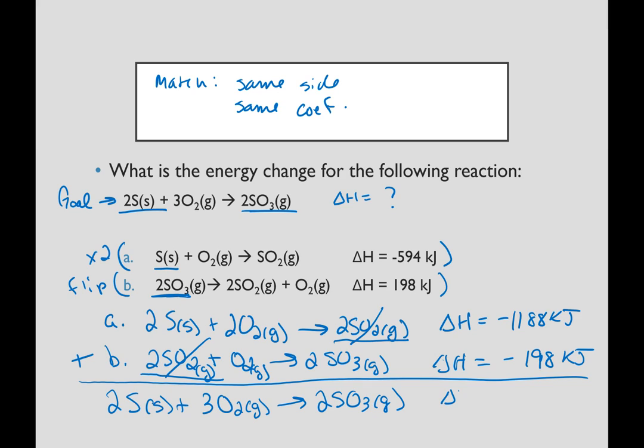So you can go ahead and add your delta H's. And really that delta H is the answer. Negative 1386 kilojoules. It's not a question mark anymore. Now it's negative 1386 kilojoules. I solved for that. But you do want to add the reactions as well, just to make sure that things cancel and they add together to give you the goal equation. So let's look at another one.